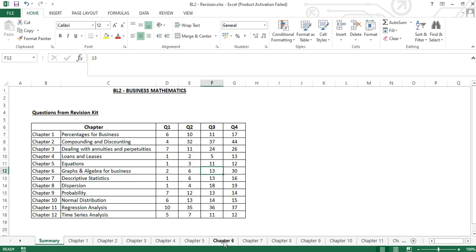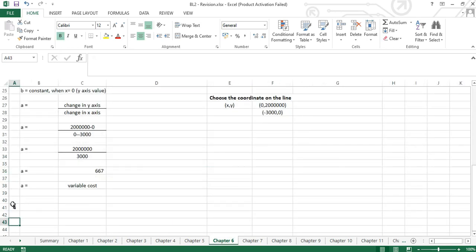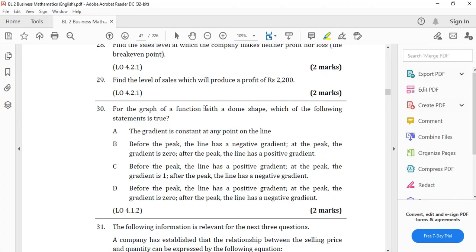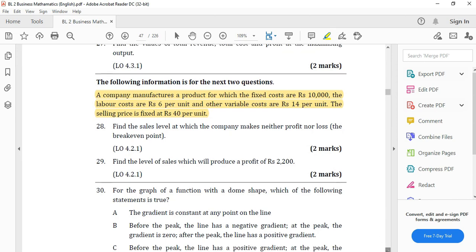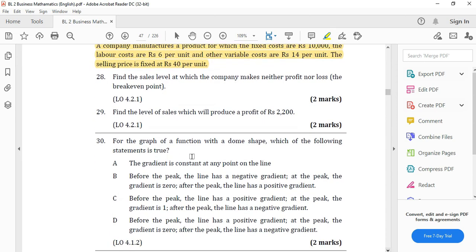question 30. So let's see. It's relating to this information. A company manufactures a product for which fixed cost is 10,000, labor cost 6 rupees per unit, and variable cost is 14 rupees per unit. Selling price is fixed at 40 rupees per unit. They are asking about the graph of a function with a dome shape. Which of the following statements are true?